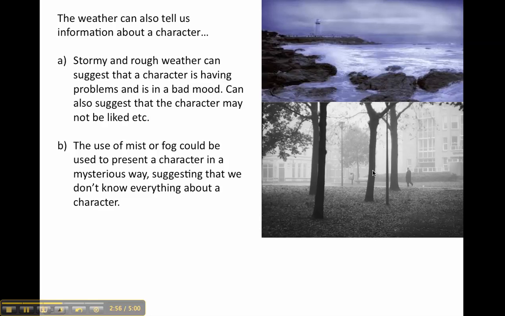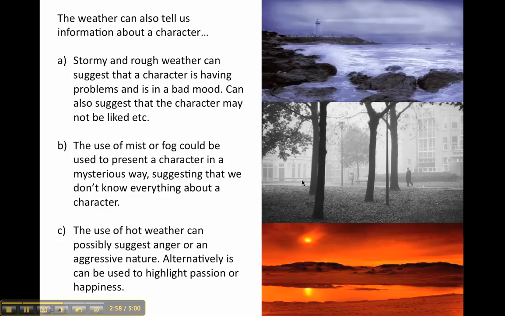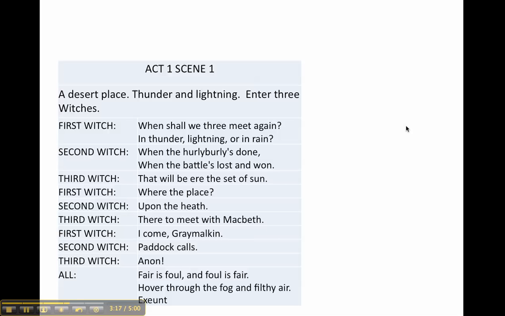There's something hidden underneath. And then a hot and maybe sunny atmosphere could even suggest anger or aggression or violence on the way with a certain character. Alternatively, the light of a sunny atmosphere could highlight passion and happiness. So those are a few examples of what different settings can tell us about a character. Let's have a look at an example from Act 1, Scene 1.